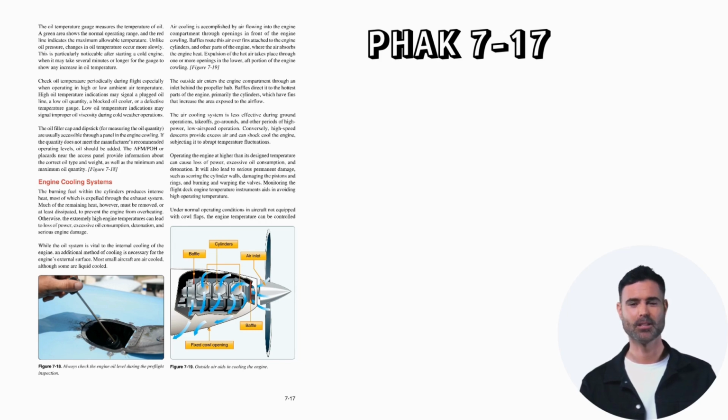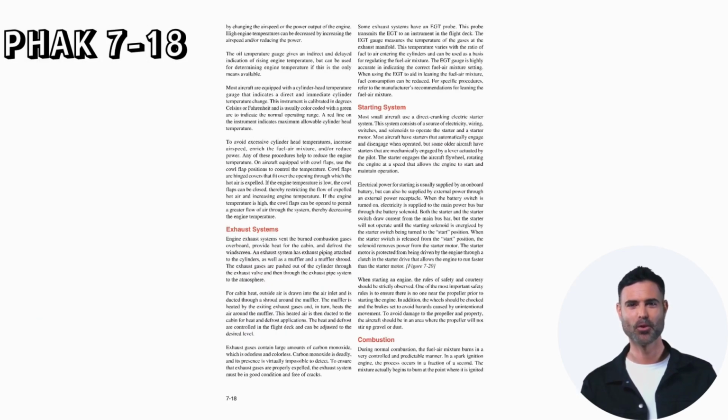Monitoring the flight deck engine temperature instruments aids in avoiding high operating temperature. Under normal operating conditions in aircraft not equipped with cowl flaps, the engine temperature can be controlled by changing the airspeed or the power output of the engine. High engine temperatures can be decreased by increasing the airspeed and/or reducing the power. The oil temperature gauge gives an indirect and delayed indication of rising engine temperature, but can be used for determining engine temperature if this is the only means available.